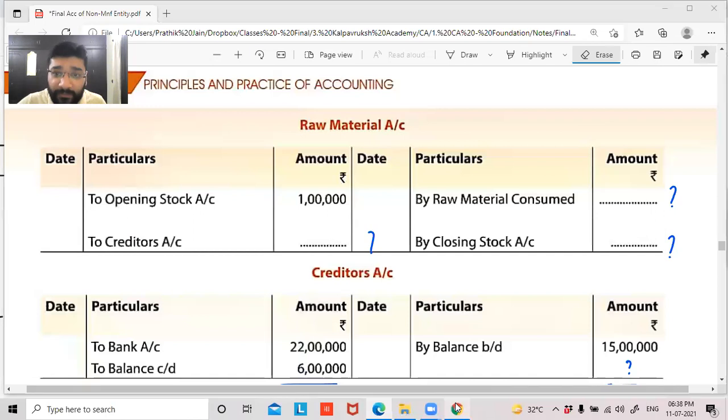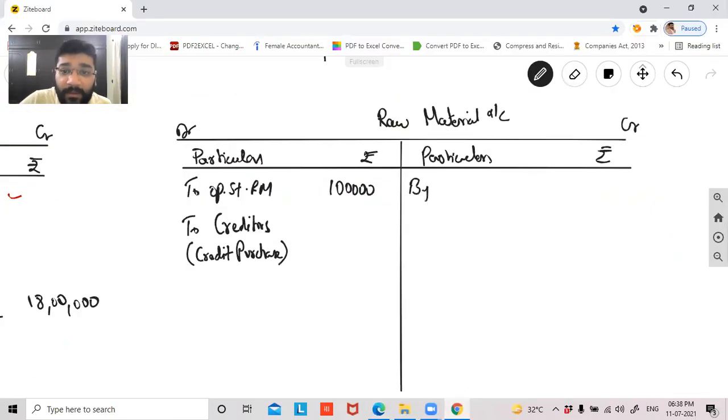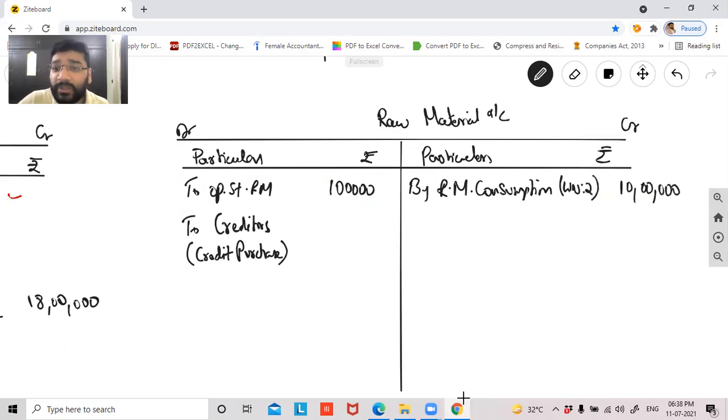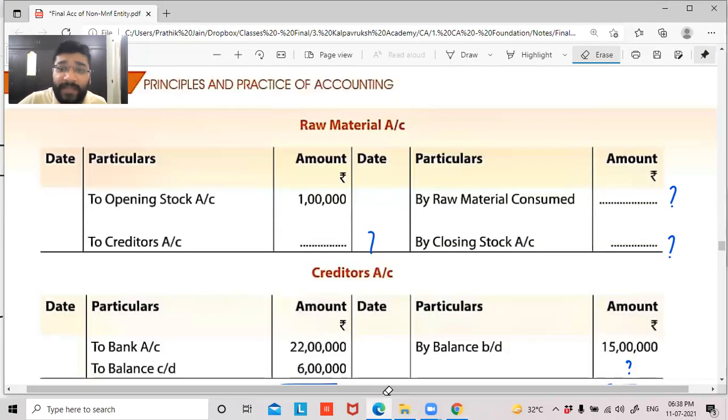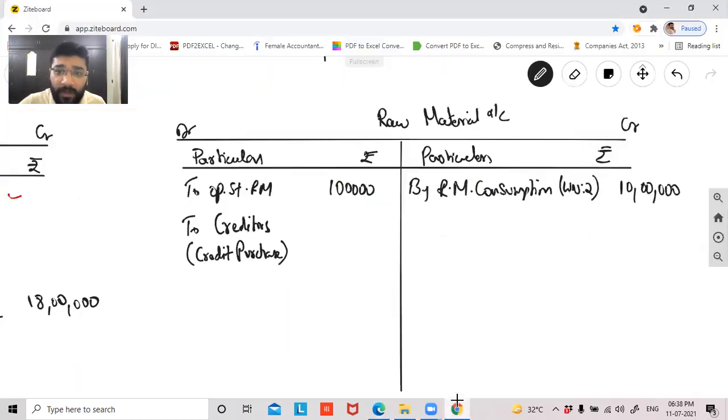Raw material consumption. So by raw material consumption, can I say raw material consumption is working note number 2? 10 lakh rupees, guys. We just found out the raw material consumption. Yes or no? Guys, in the manufacturing account, we just calculated raw material consumption. And by closing stock of raw material is again missing.